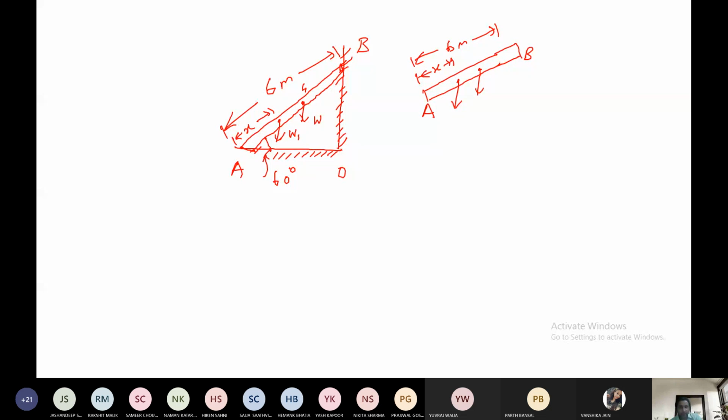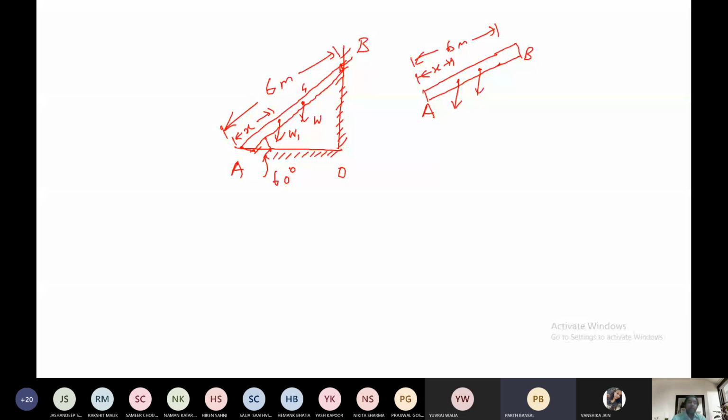Repeat, sir. So I am repeating it once again. A 6-meter long uniform ladder having weight 300 Newton is placed against a vertical wall. Its inclination with the ground is 60 degrees. At what distance from the lower end of the ladder should a man having weight 800 Newton climb before the slipping of the ladder starts? The coefficient of friction between the contact surfaces is 0.2. So this question is clear to you. Should I explain it?